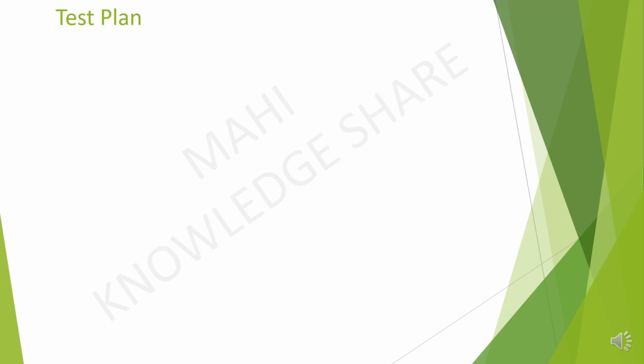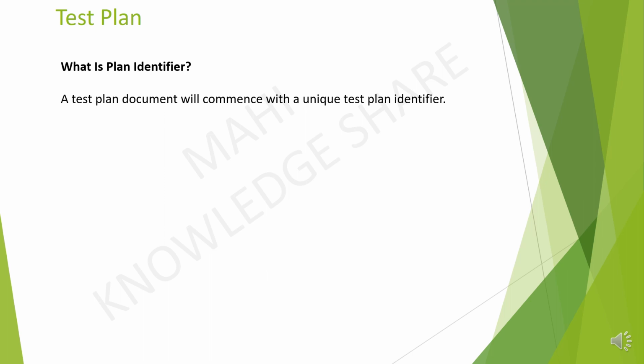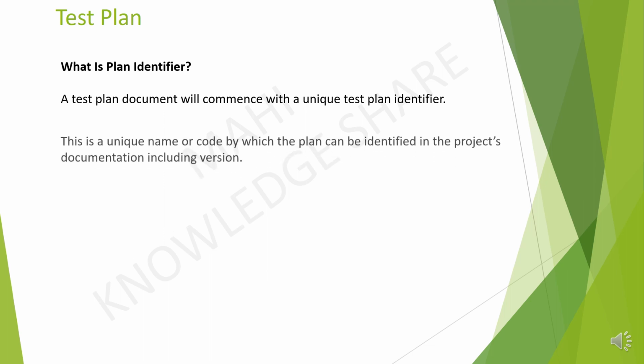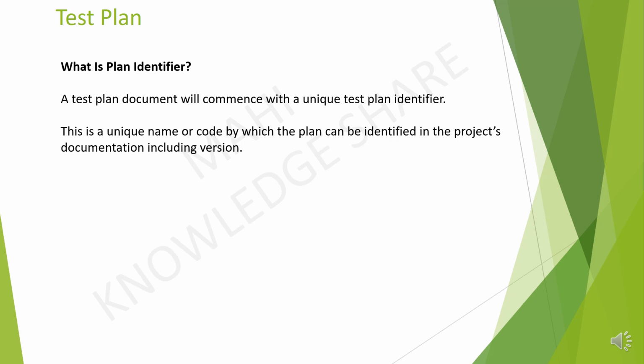Plan identifier. A test plan document will commence with a unique test plan identifier. This is a unique name or code by which the plan is identified in the project's documentation, including version.